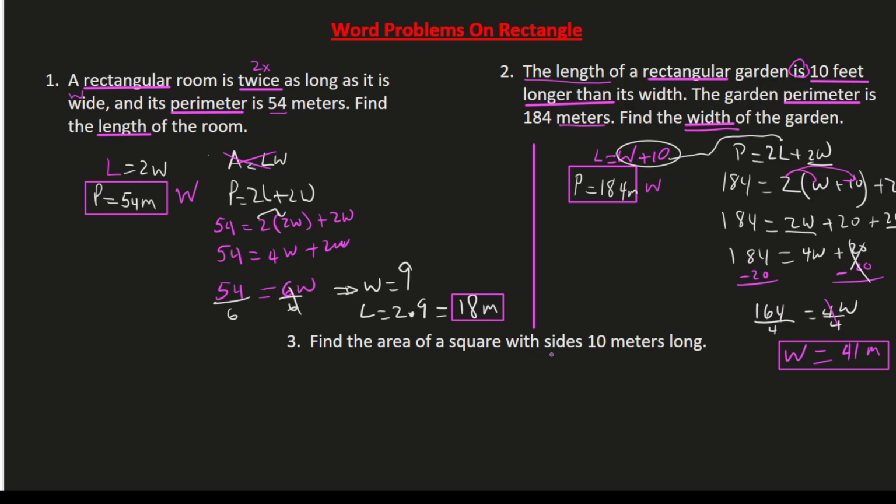Find the area of a square with sides 10 meters long. This is the same as a rectangle, with the only difference that all the 4 sides are equal. For rectangles, 2 parallel sides are equal, but for the square, all the sides are equal. Okay, so let me try to sketch a square. Basically, this is a square.